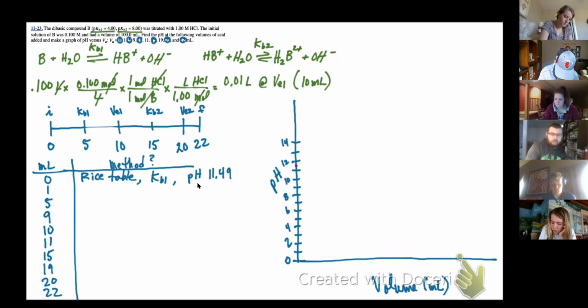Okay. How about 1 milliliter? Oh, that's me. So what I did is I first found out the moles of the HCl and the moles of base. And then I said some of the base converted into the conjugate acid of it. So I took 0.01 moles of base minus 0.001 moles of HCl to get a new value of 0.009 moles of base. And I used the Henderson-Hasselbalch equation.